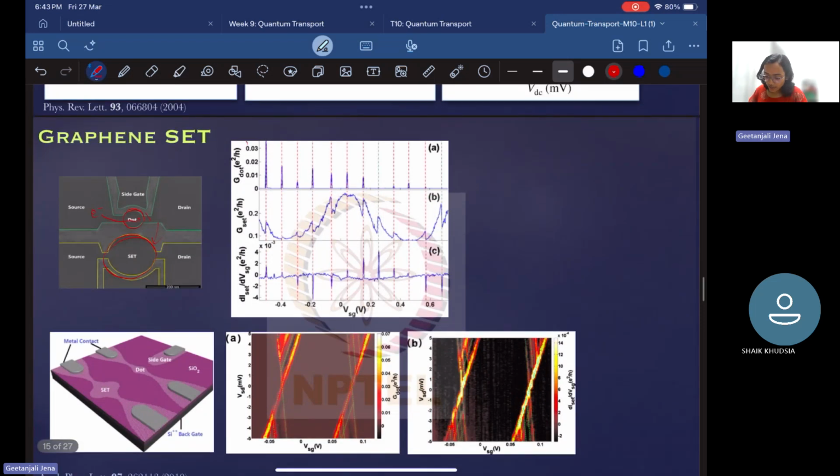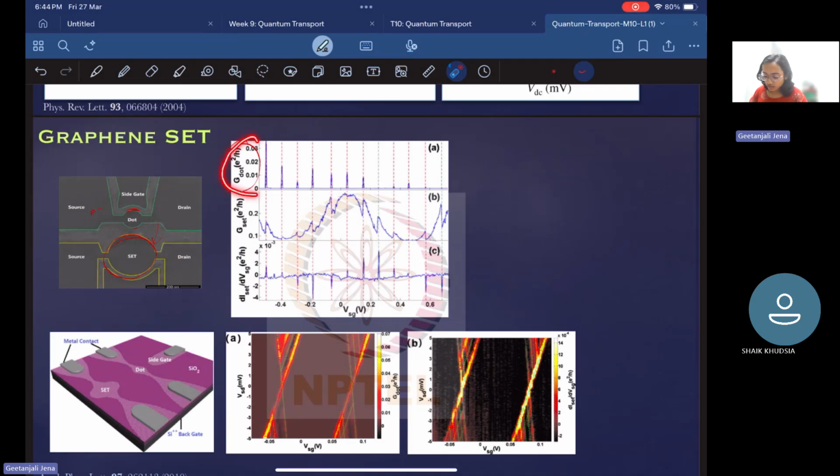If you look at the top graph, this is the conductance variation for the dot. And this variation is the conductance variation for this SET. And the bottom one is for the SET, but now we are plotting the change in current versus the voltage instead of directly measuring the conductance.